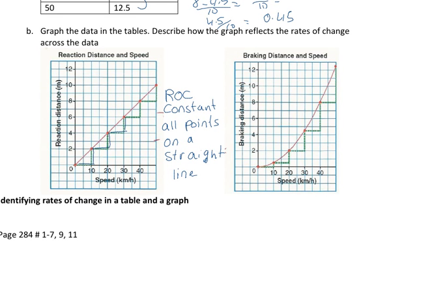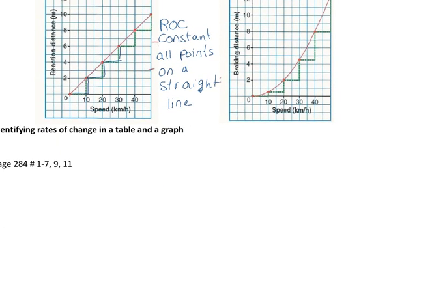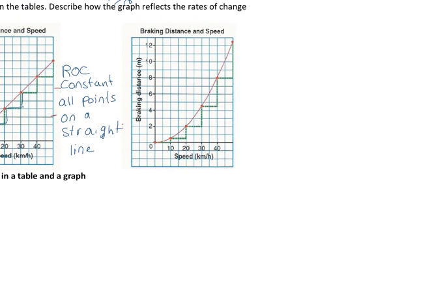How about the next one? It is not constant. What's happening at the beginning? At the beginning, it's increasing slowly, then it's increasing rapidly. That's right. So we have a slow increase and then a rapid increase, right? So we're gonna say that the ROC is increasing.